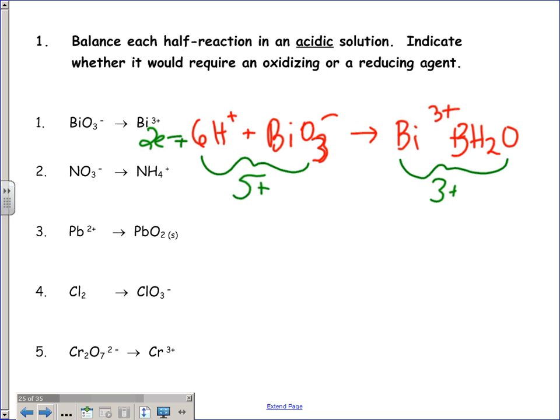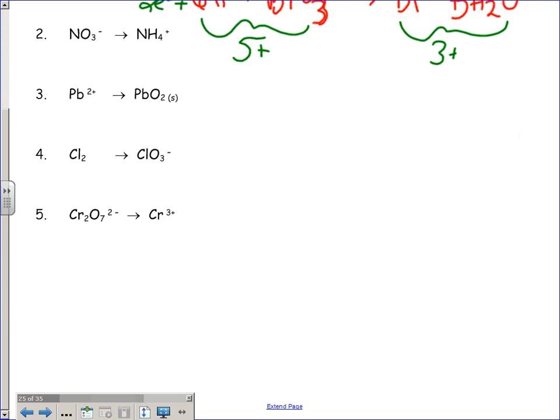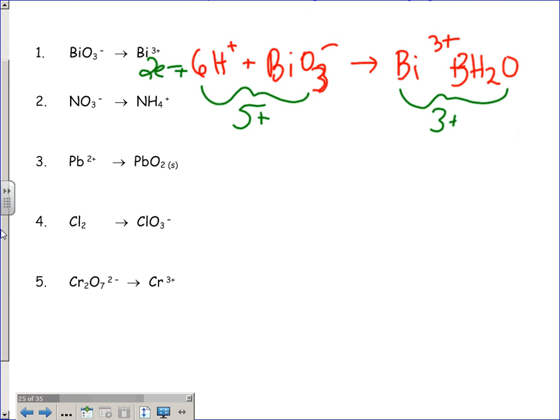Now let's do one more. Pick one. Go crazy, people. Number 4. Oh, let's do number 4 because we haven't had options on that side. Maybe we'll do number 3. All right, so we have chlorine gas yields chlorate. Okay, what do you want to do?